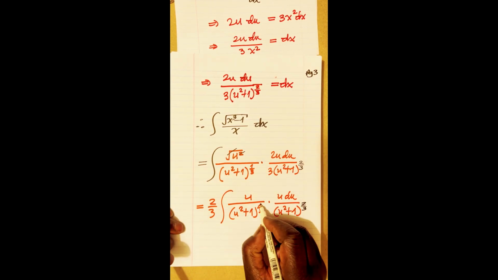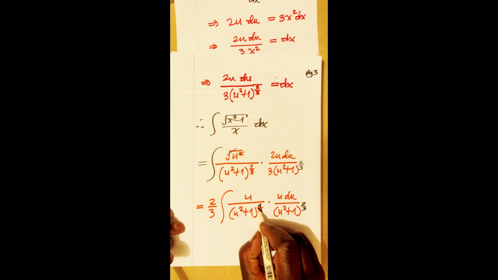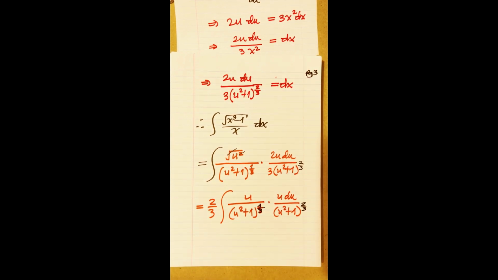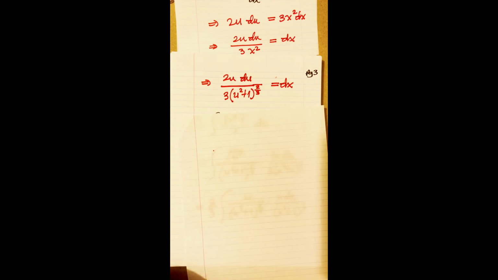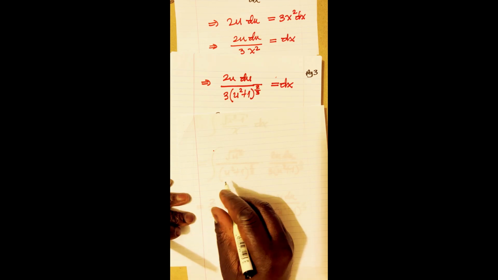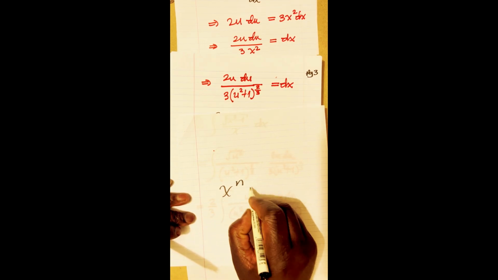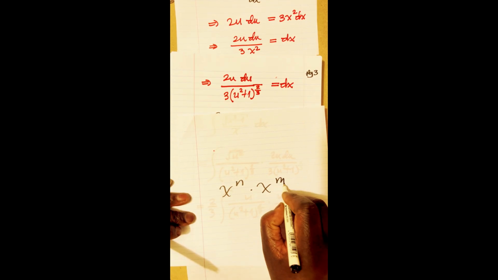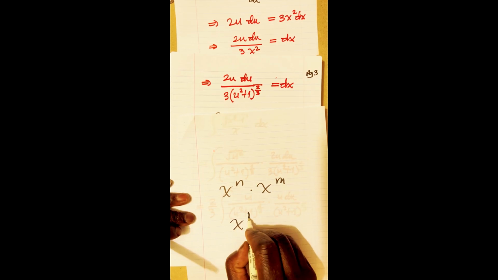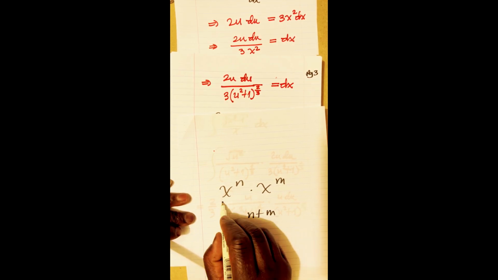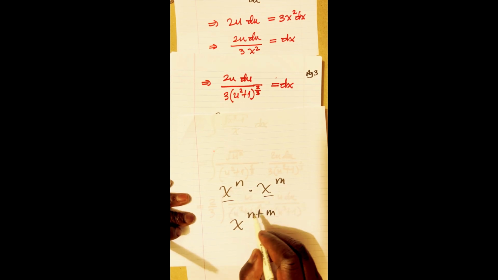Fantastic. There is a third here, and there is a 2/3 there. Now, laws of exponents. I want to remind you something. Remember that if you have x to the power n times x to the power m, the answer is x to the power n plus m. In a product, we add powers as long as the bases are the same.